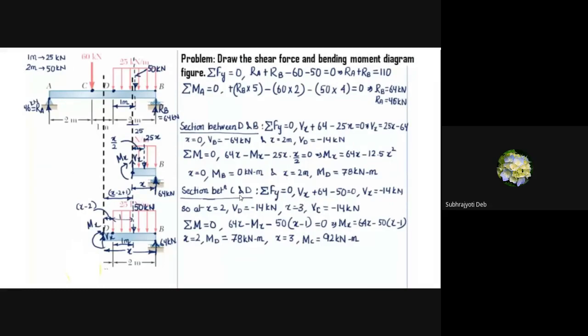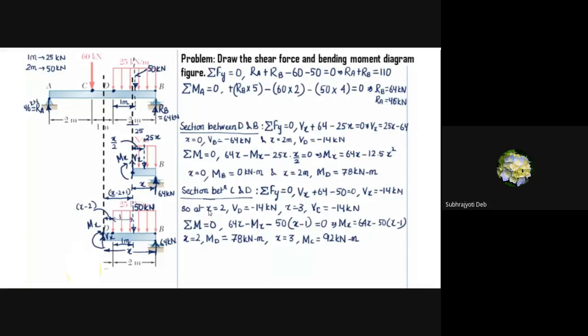So see, we are considering this section. Okay, so this is Vx plus 64 minus 50. This is 50 minus 50 is equal to 0. So Vx is equal to minus 14 kilonewton from this equation.